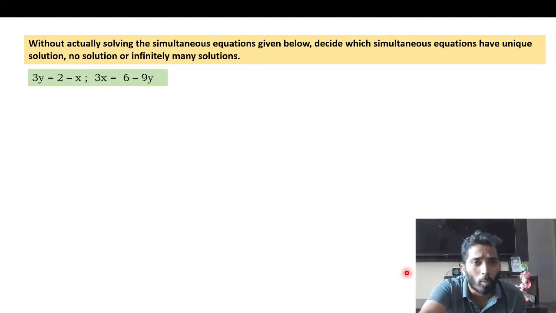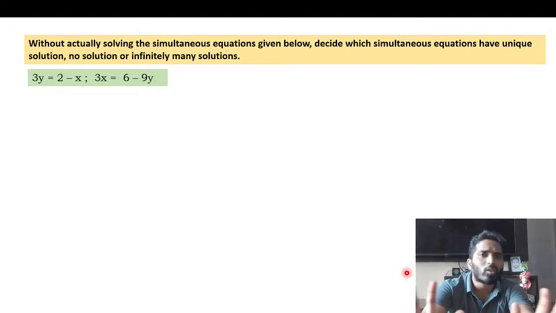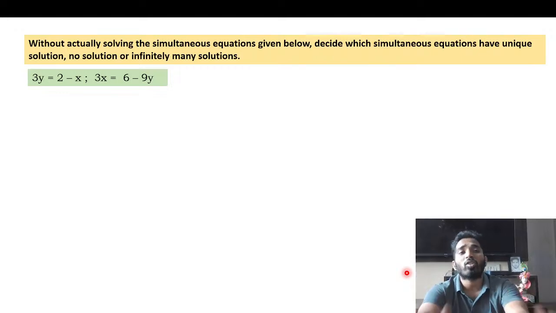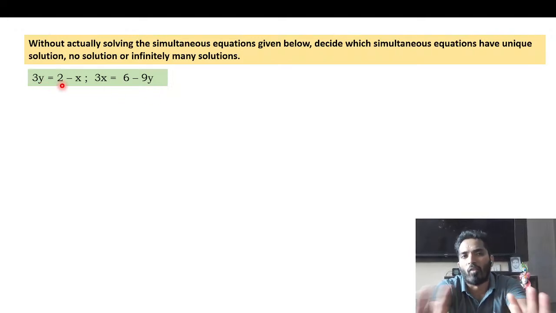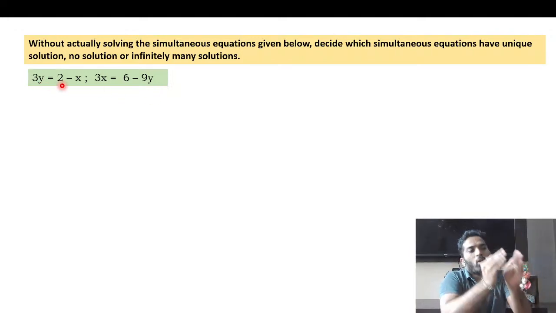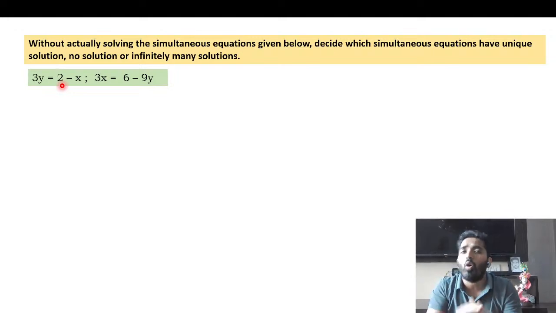3y is equal to 2 minus x and 3x is equal to 6 minus 9y. Now, what is very important here to understand is, first of all, we need both the linear equations in the standard form. यहाँ पे दोनों equations हमारे standard form में नहीं. Standard form मतलब पहले x, फिर y, फिर equal to c. So, let us first represent both the equations in that form.